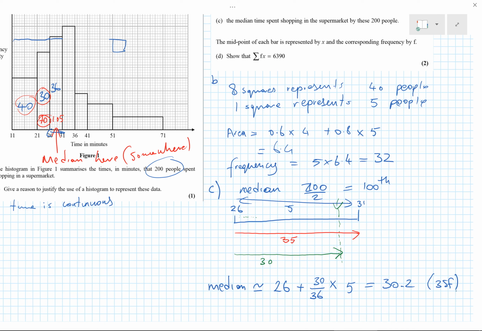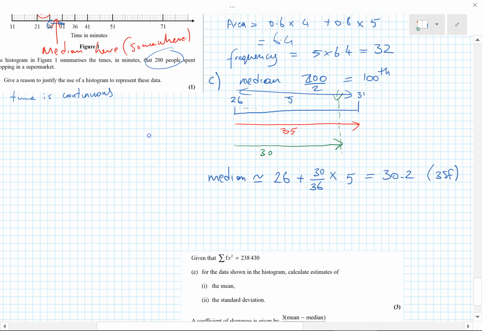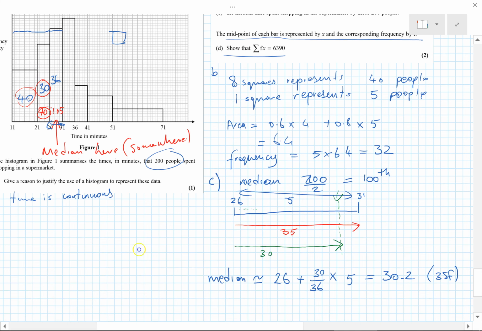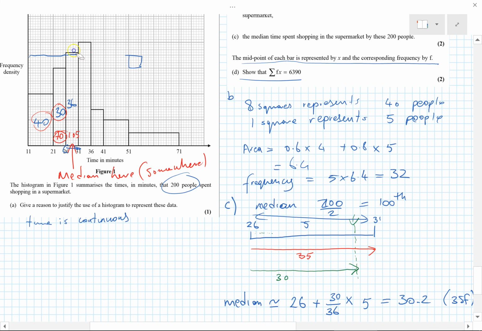Now, here it says the midpoint of each bar is represented by x and the corresponding frequency by f, so that sigma fx is equal to 6390. I suspect it's going on to, in a later part, talk about the mean and standard deviation. So, well, okay, let's try and take a bit more care than I did with the frequencies before.